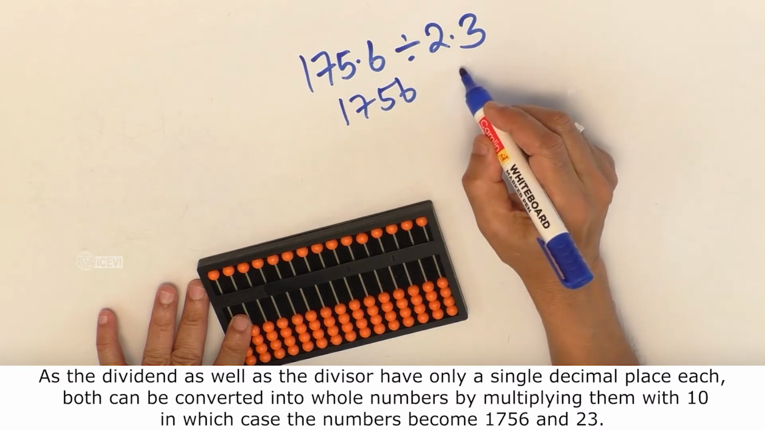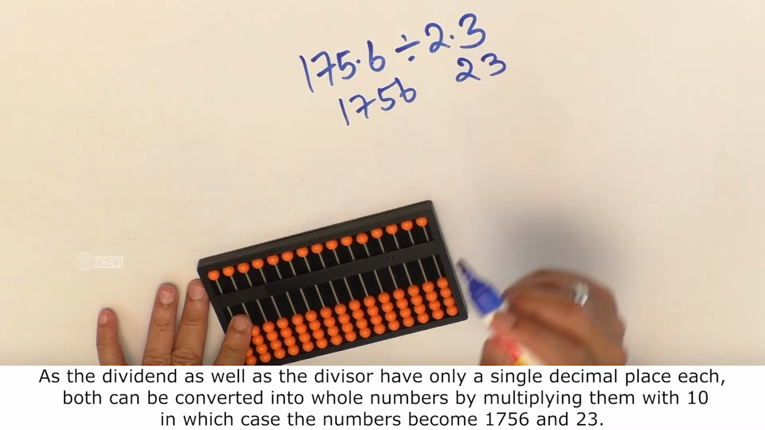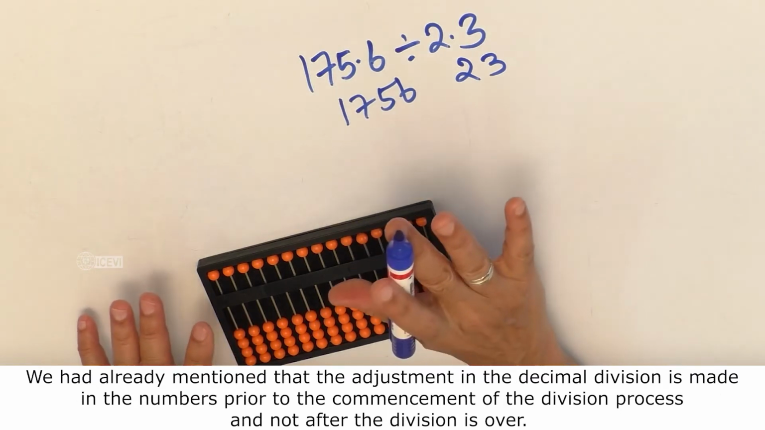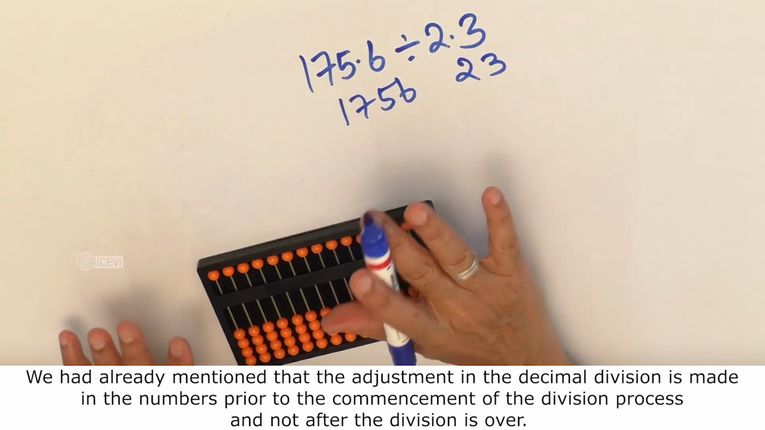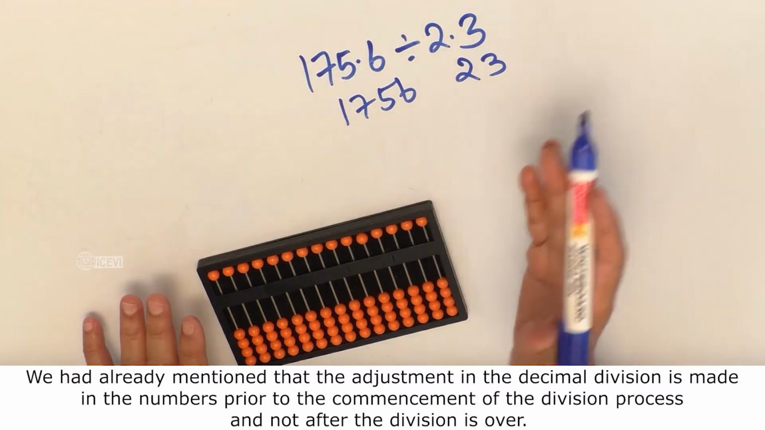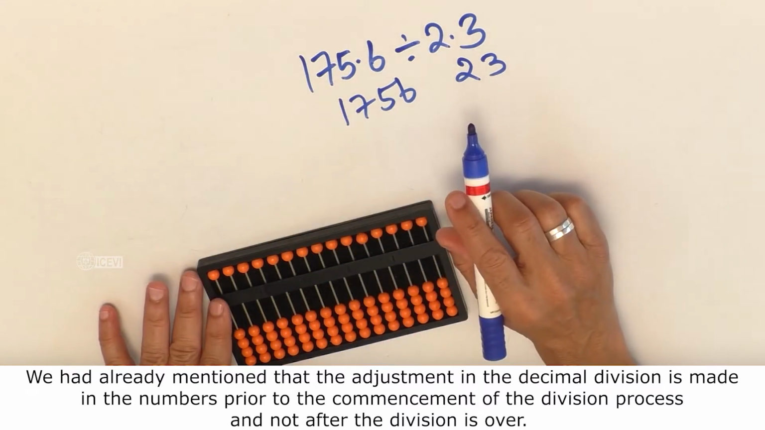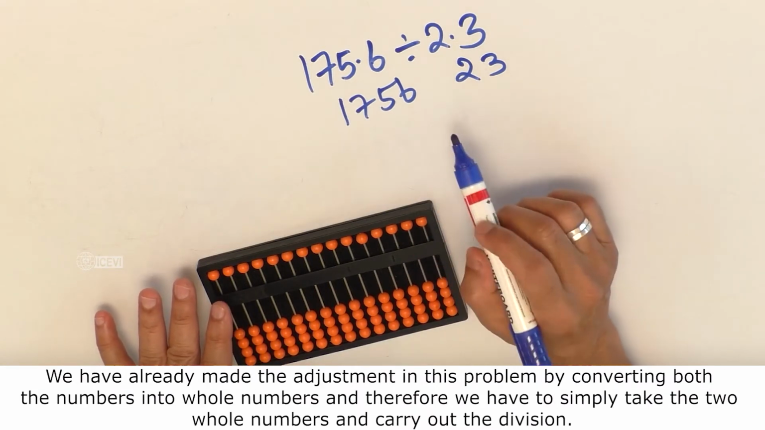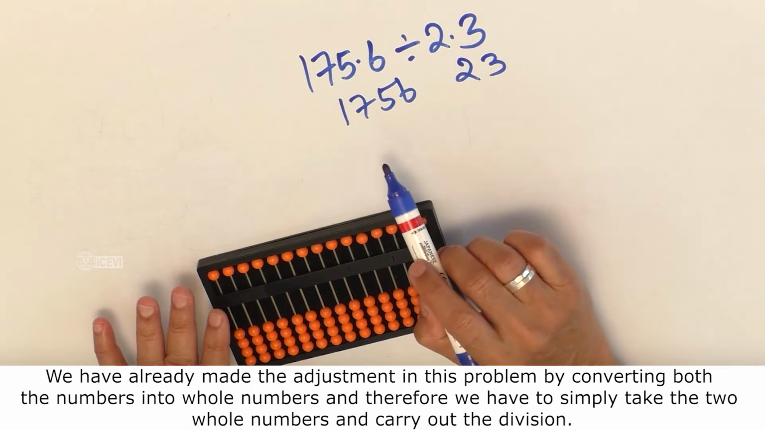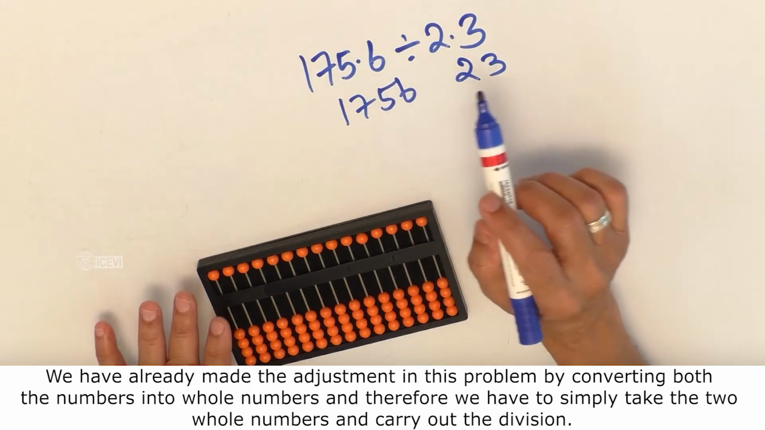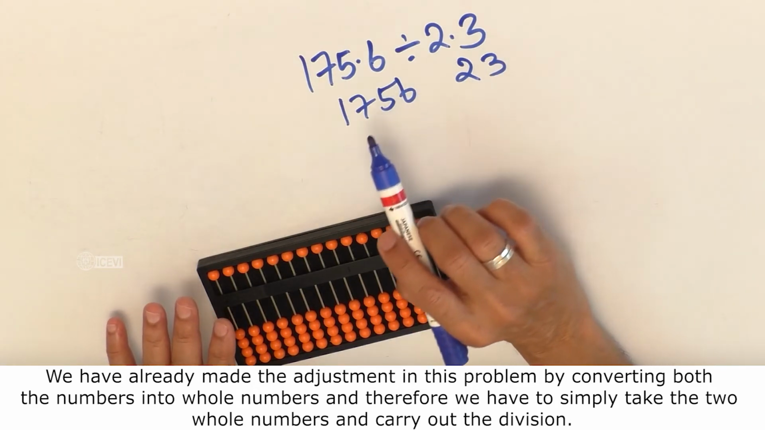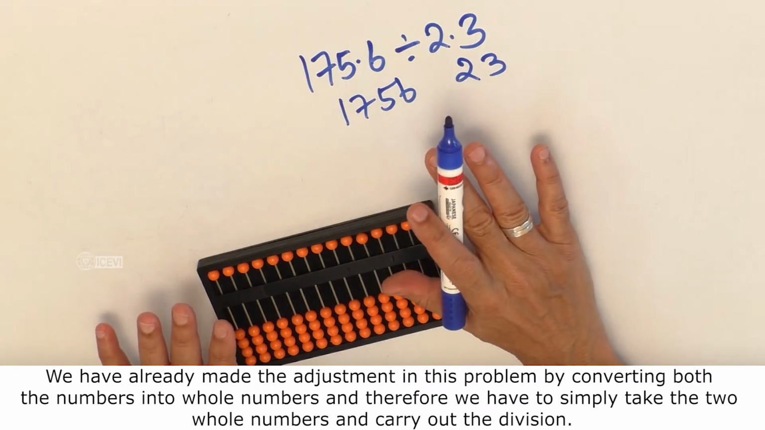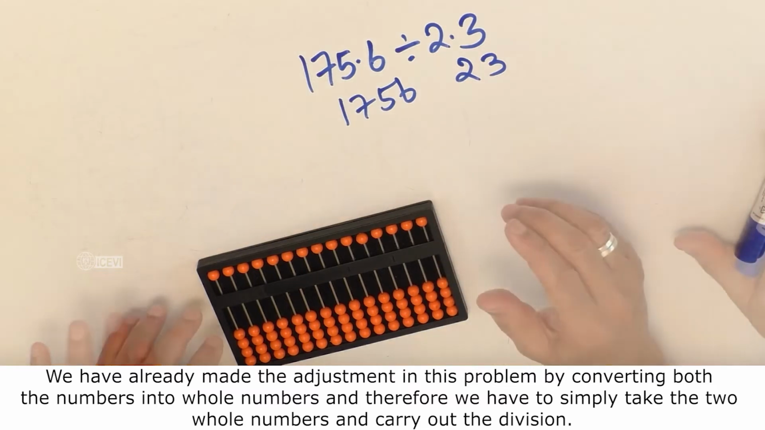1756 and 23. We had already mentioned that the adjustment in the decimal division is made in the numbers prior to the commencement of the division process and not after the division is over. We have already made the adjustment in this problem by converting both the numbers into whole numbers, and therefore we have to simply take the two whole numbers and carry out the division process.